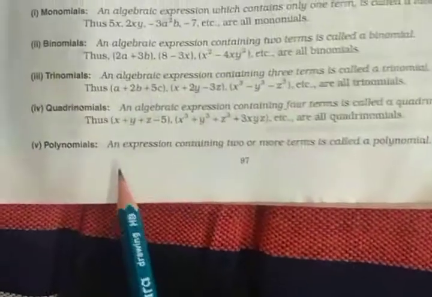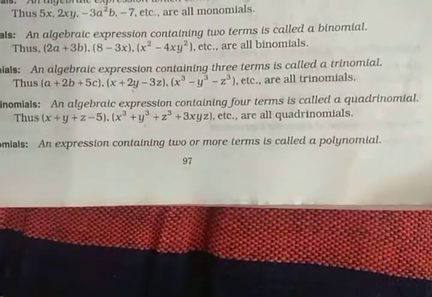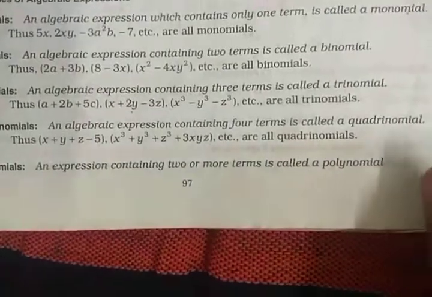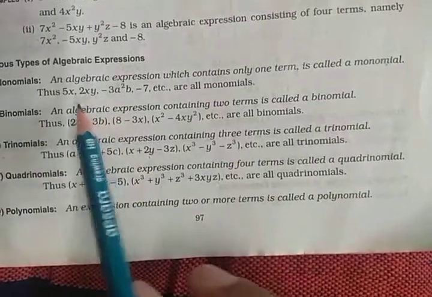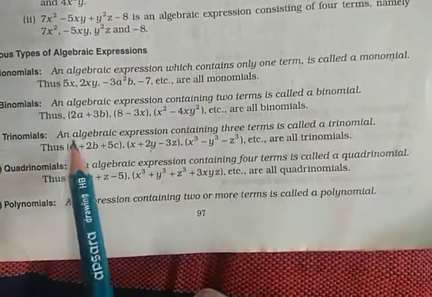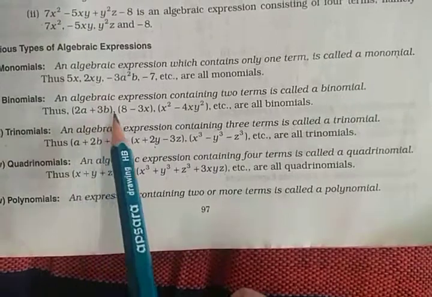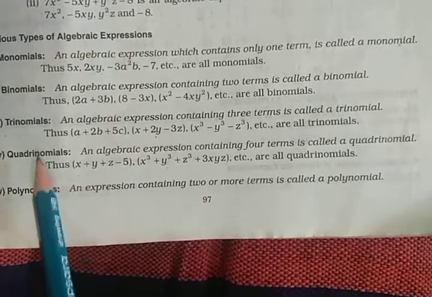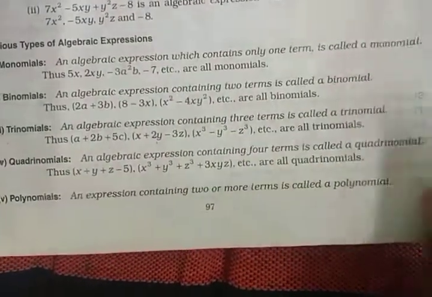Next, polynomial: an algebraic expression containing two or more terms is called a polynomial. So these are all polynomials. Sorry, this one is a monomial. Binomial, trinomial and quadrinomial are all polynomials: when two terms are there it is called a binomial, when three terms are there a trinomial, and when four terms are there a quadrinomial, but all are generally called polynomials. Next page.